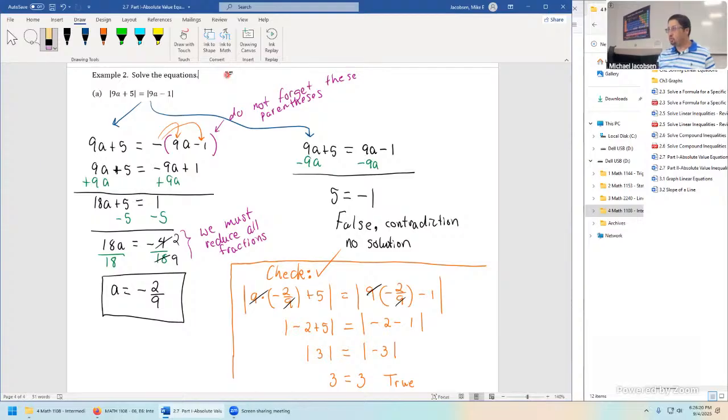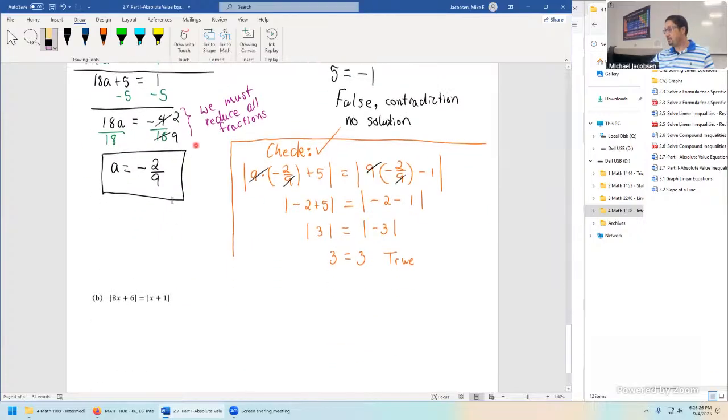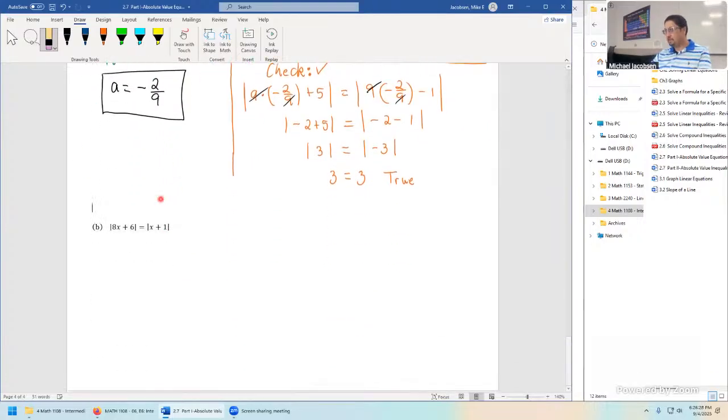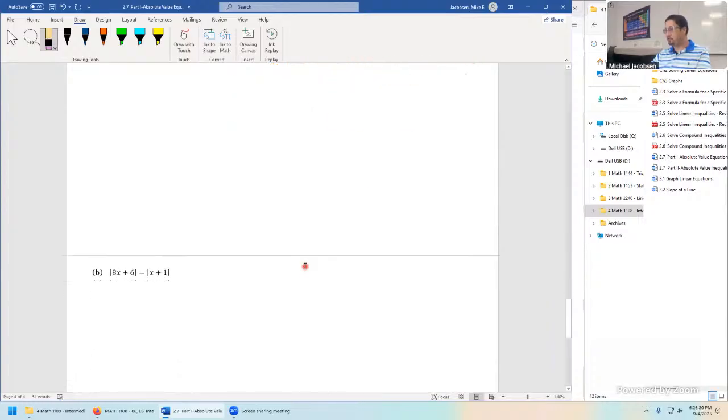Okay, well, let's do one more problem of this kind, and then we'll move on to the next section, 2.7, part 2. This deserves a new page. These are kind of longer problems than they would seem at the very start. Same as the one before, it's absolute values on both sides.